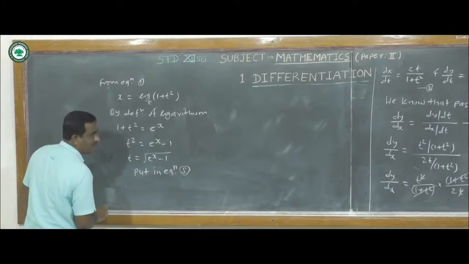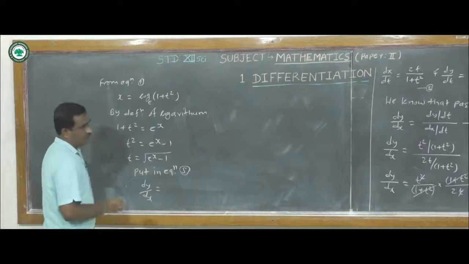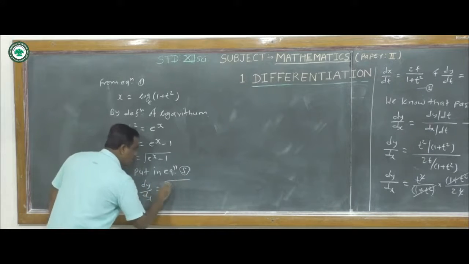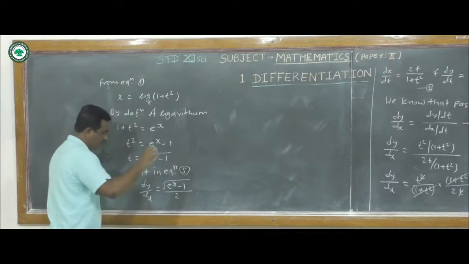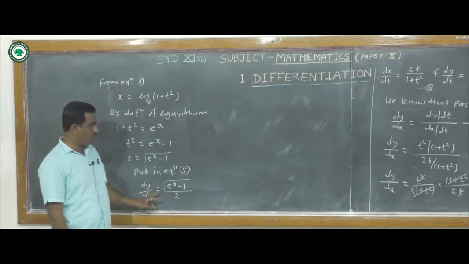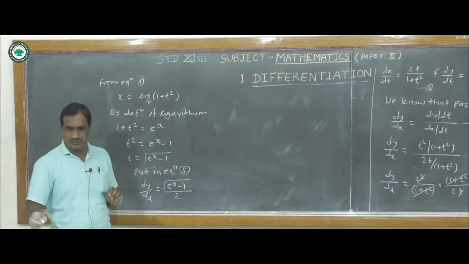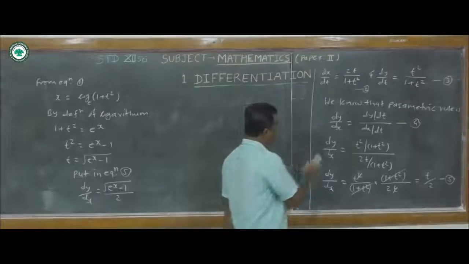Therefore we can write dy by dx is equal to, what is the value of t? t is equal to under root e raised to x minus 1, so dy by dx is (under root e raised to x minus 1) upon 2. So this is the required answer. We have shown that dy by dx is equal to (under root e raised to x minus 1) upon 2. Okay. Now we see one more example.